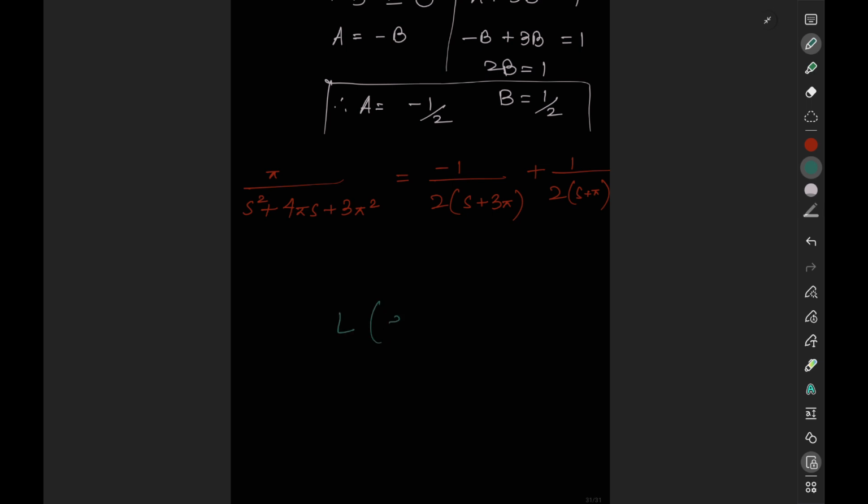Now we know the Laplace of e to the power at is 1 upon s minus a. Therefore, from this, the Laplace inverse of our original expression will become minus 1 by 2 e to the power minus 3 pi t plus 1 by 2 e to the power minus pi t. This will be the answer.